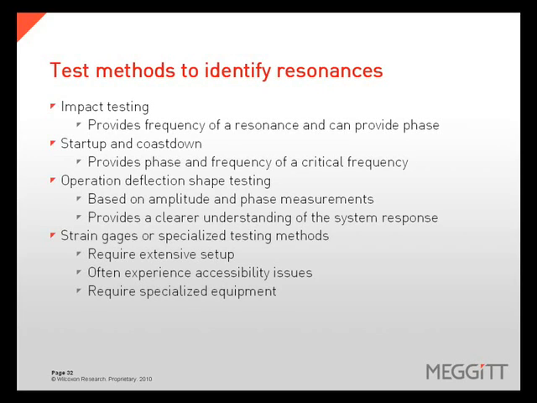There are several methods we can use to test for resonances. Impact testing can provide the frequency of the resonance, and if a dual channel test is performed with a modal hammer, it can provide phase information. A startup or coast down can provide both the frequency and phase information, but requires the use of a tachometer. Operation deflection shape testing is based on amplitude and phase measurements and can help provide a clearer understanding of a system response to a particular frequency. Strain gauges and specialized testing usually require an extensive setup, experience access issues, and require specialized equipment.